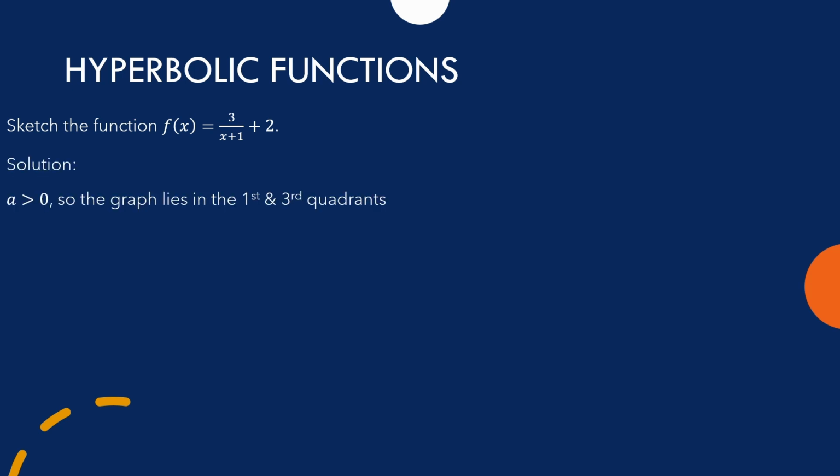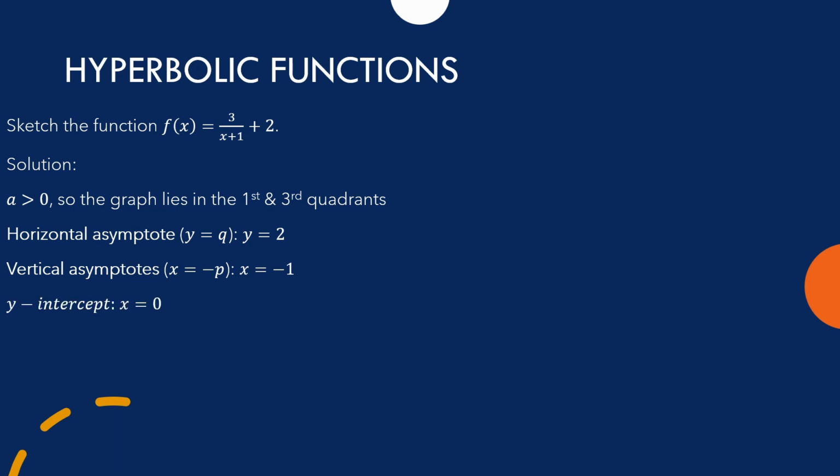I see that my a is greater than 0, so the graph lies in the first and third quadrants. The horizontal asymptote, y equals q, is given by y equals 2. And my vertical asymptote is given by the line x equals negative p, and hence x equals negative 1. Now the y-intercept: I'm going to let x equal 0, and doing that I will have y equals 3 over 0 plus 1, plus 2, and hence y equals 5, giving me a y-intercept of (0, 5).